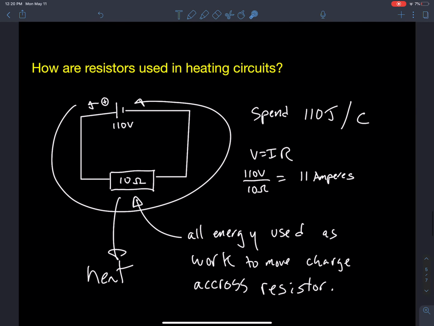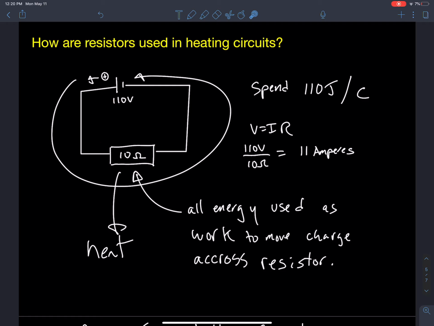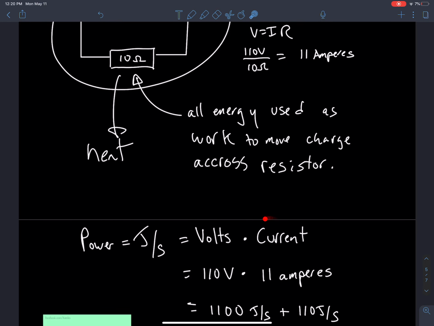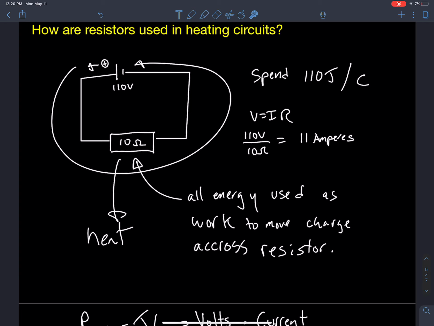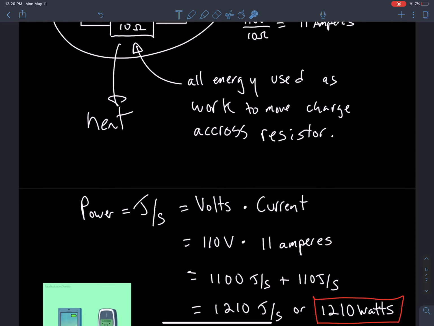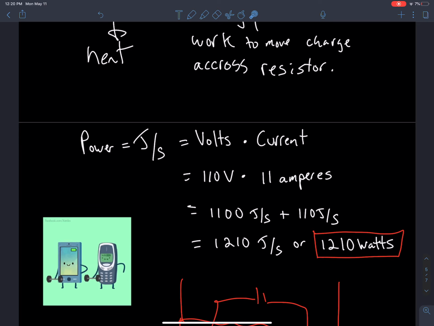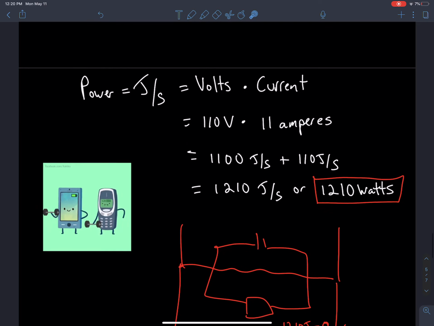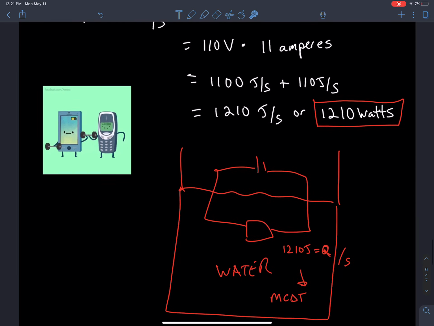So just to go over that again, the resistor slows the flow of current through a circuit. And if this is the only component, all the energy, 110 joules per coulomb, is going to be released as heat energy in the circuit. To calculate the power of that heat energy, I need to take the volts applied times the current. So to calculate the current, my voltage divided by my resistance gives me my current. And then 110 volts times 11 amperes gives me 1,210 joules per second, or 1,210 watts. And all of that heat energy is going to go into heating water.